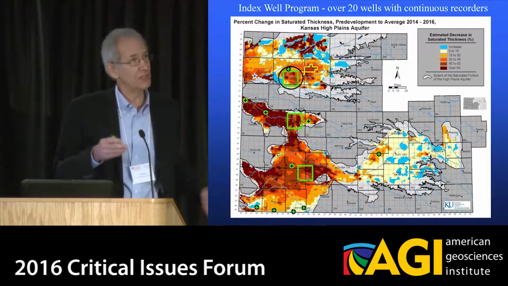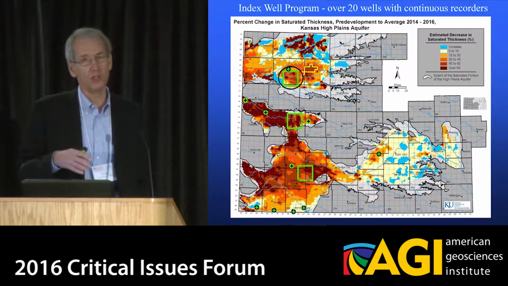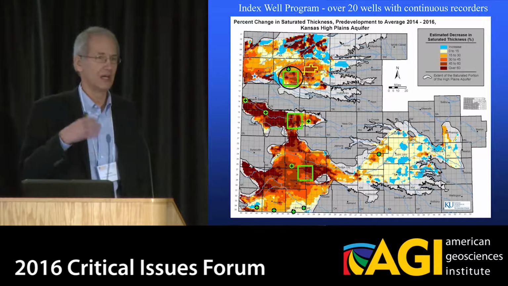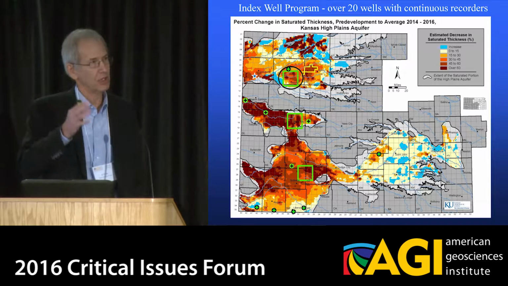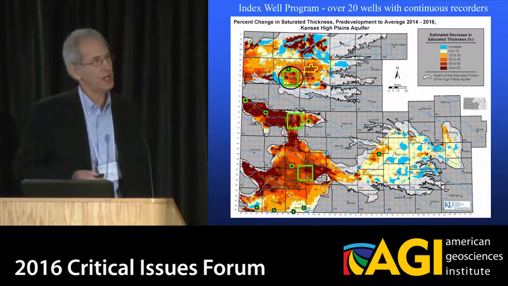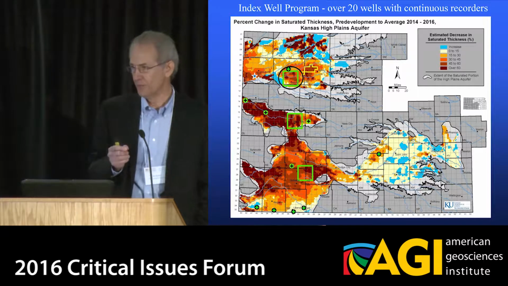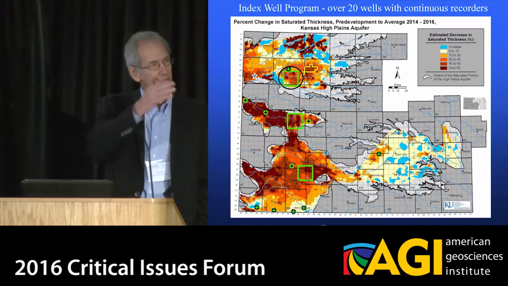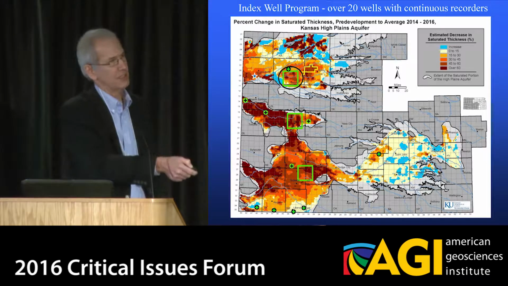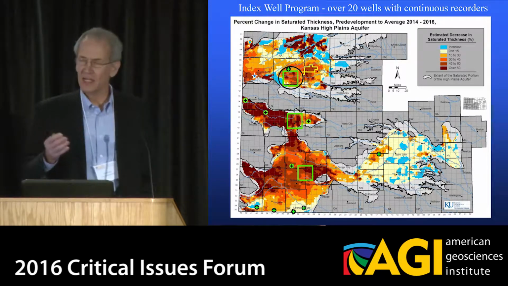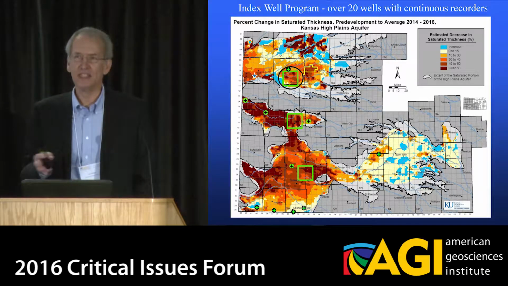And over time, we've expanded this program now to over 20 wells with continuous recorders. Well over half of them are accessible via telemetry. The others are downloaded quarterly and put on the web. The squares and the polygons shown here are areas where we have more than one well in that area, and the others are just single wells. We're going to put a new well here in northwest Kansas next month. The idea is we're trying to get a feel for how the aquifer responds to pumping in these areas.